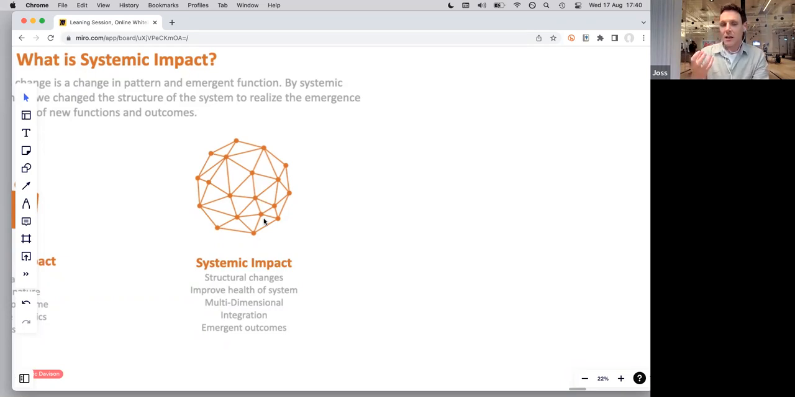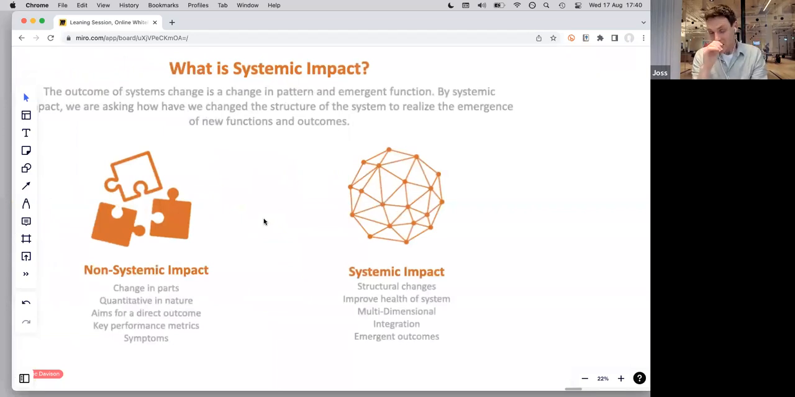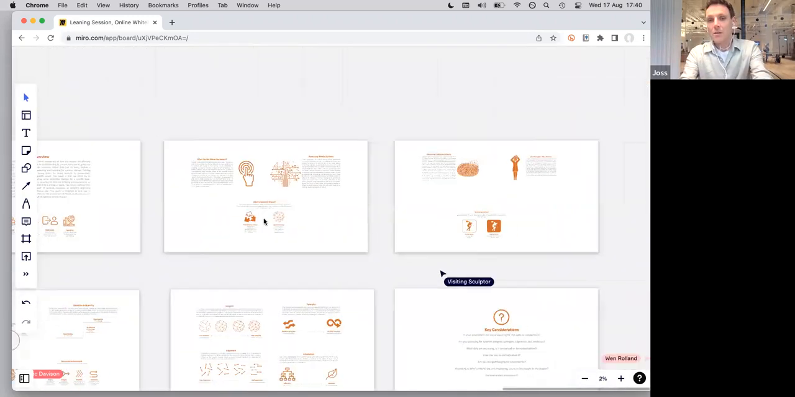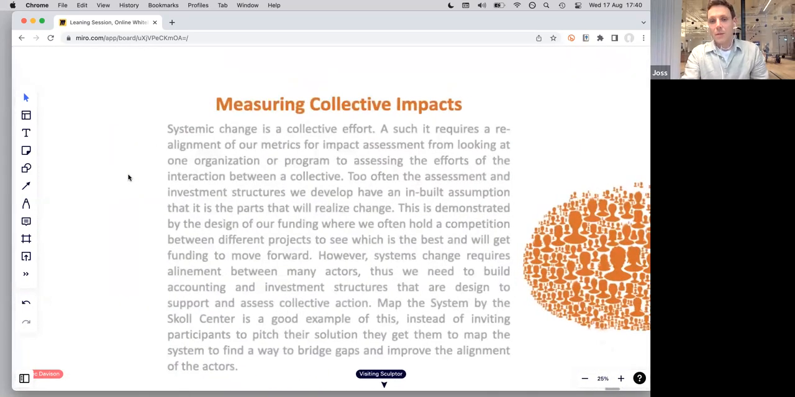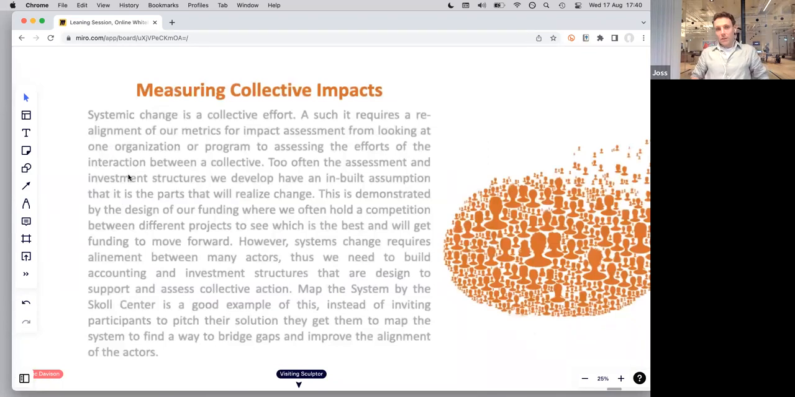How actually generative and healthy is the system? And what we're doing, is it actually contributing to that? How integrated is it? Are we moving towards the emergence of new outcomes and tipping points? So those are the things we'll be assessing for if we're assessing for systemic impact and system change, whether we're actually making a systems change. So it's about collective impact rather than individual effects.